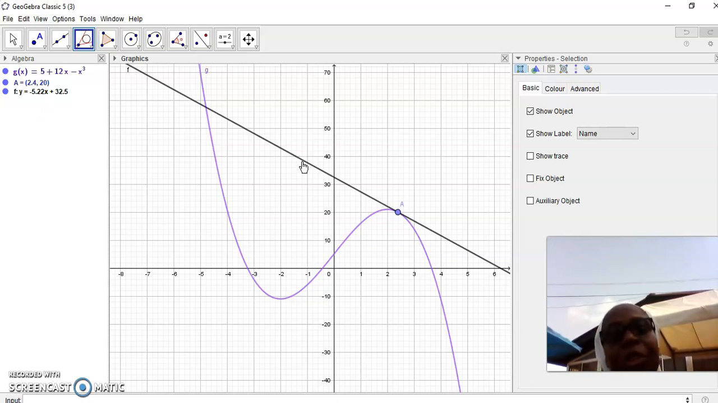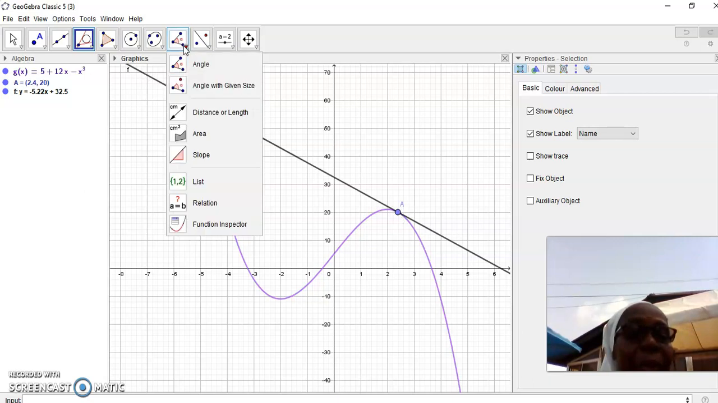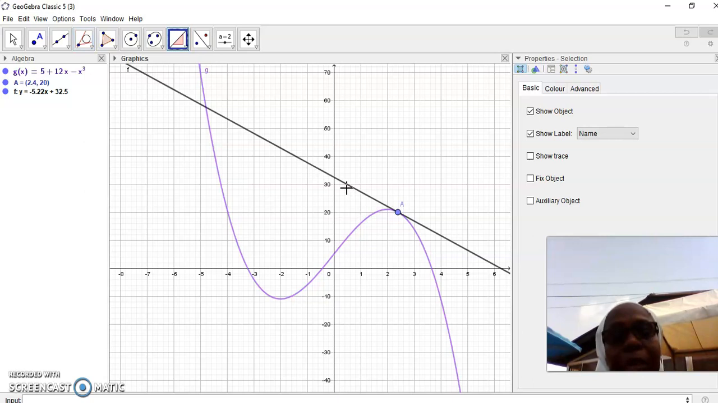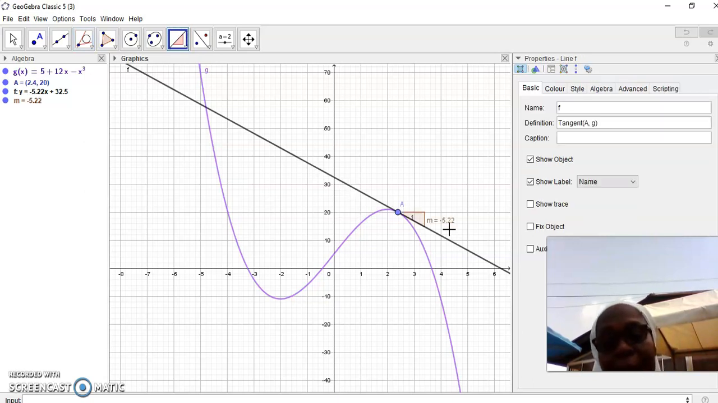Now, the next thing is I need to know the slope of this tangent. The slope of this tangent is the same thing as the gradient of the curve at this point. If I change my location, the gradient will also change. So the eighth icon menu has the icon for slope. I need the slope of this line. So I click on the line and the slope is negative 5.22. The reason being that the curve is descending, is coming down. When the curve is descending, the gradient will be negative. When it is ascending, that is increasing, the gradient will be positive.